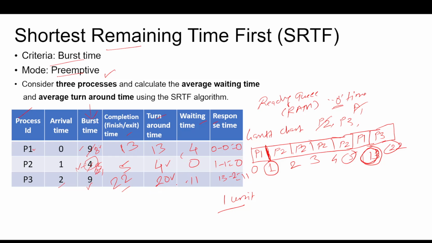So calculate the average now. Average turnaround: 20 plus 4, 24 plus 13, that is 37, divided by 3, because 3 values are there. So write your answer in the comment box in units. And average waiting timing: 11 plus 0 plus 4, that means 15 divided by 3. So it is equal to how much? 5 units. Okay. So that is about the shortest remaining time.